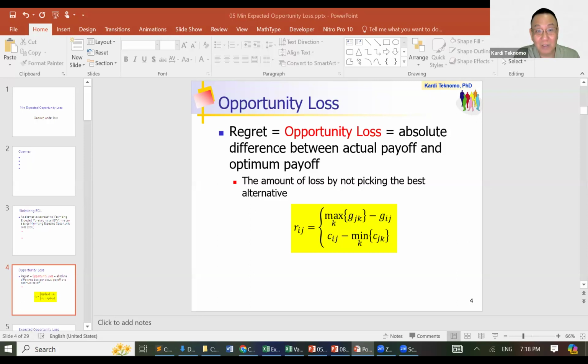This is the definition of regret. Regret is equal to opportunity loss, which is the absolute difference between the actual payoff GIJ here and the maximum of GIJ. Or if you are using cost, you can use the actual cost minus the minimum cost. So this is just a copy of last time.